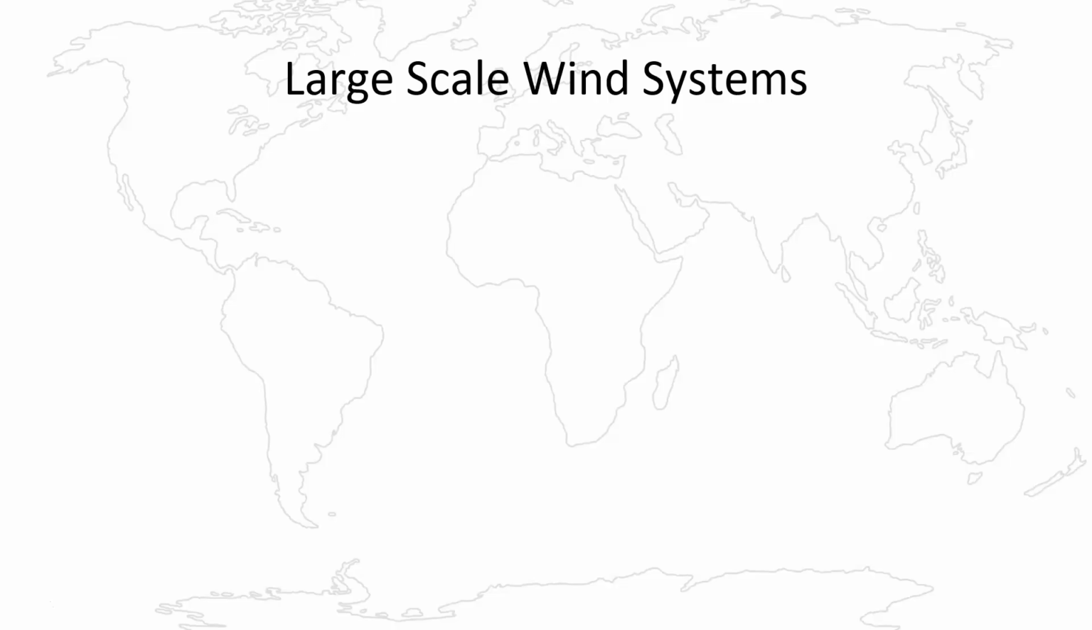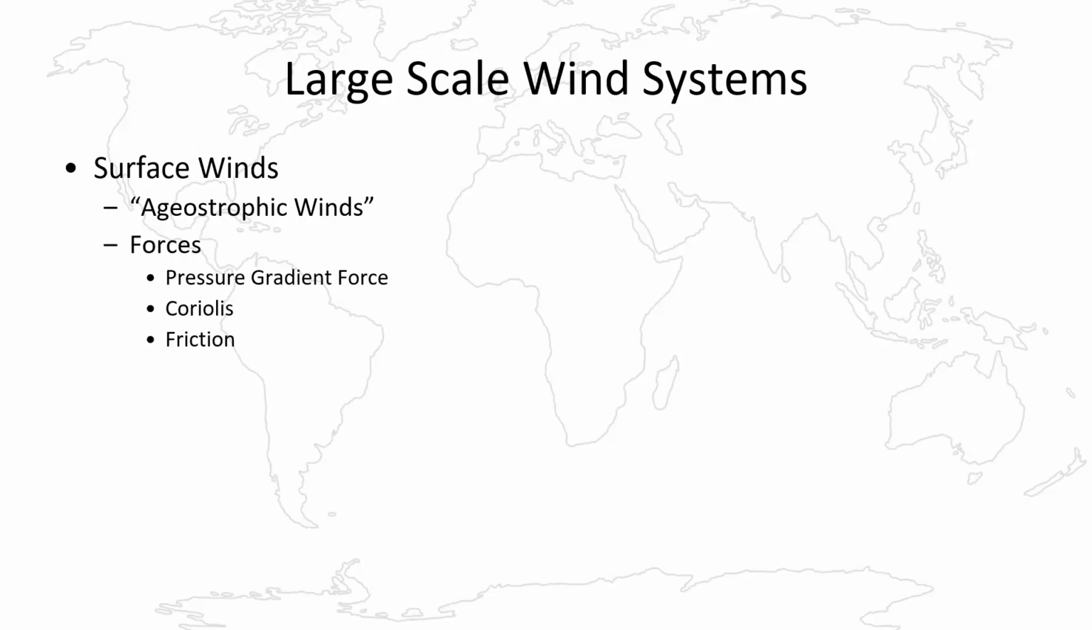The second type of large-scale wind system is a surface wind system. These surface wind systems we call ageostrophic winds. Often when you put the letter A in front of a word, it just means not, and that is the case here. Ageostrophic winds just simply mean not geostrophic. With ageostrophic winds, we have to worry about all three forces. Pressure gradient force, because again, to get wind, to initiate it, you have to have this force. Coriolis force, because it's still a large-scale wind.